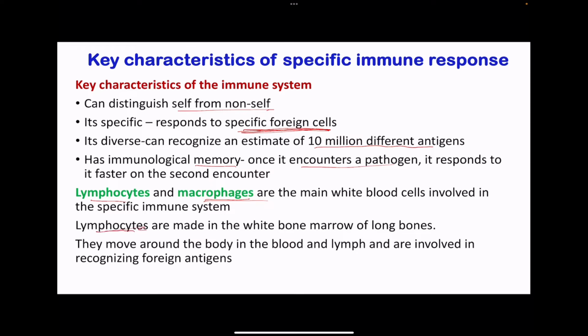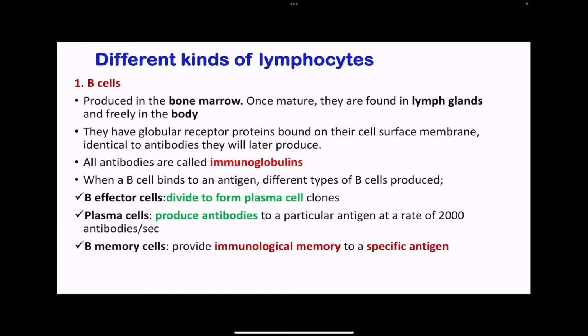These lymphocytes are made in the white bone marrow of long bones, and they move around the body in the blood as well as lymph, and they are involved in recognizing foreign antigens because, of course, they're going to produce antibodies. So the different kinds of lymphocytes include the B cells as well as the T cells. We're going to look at those later.